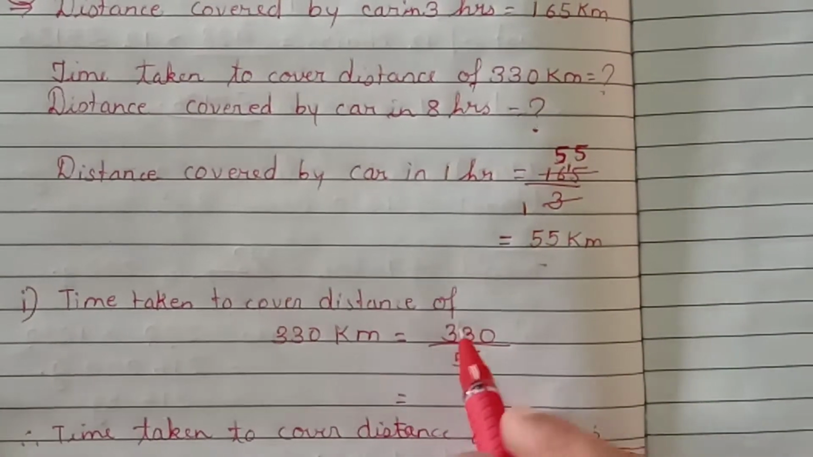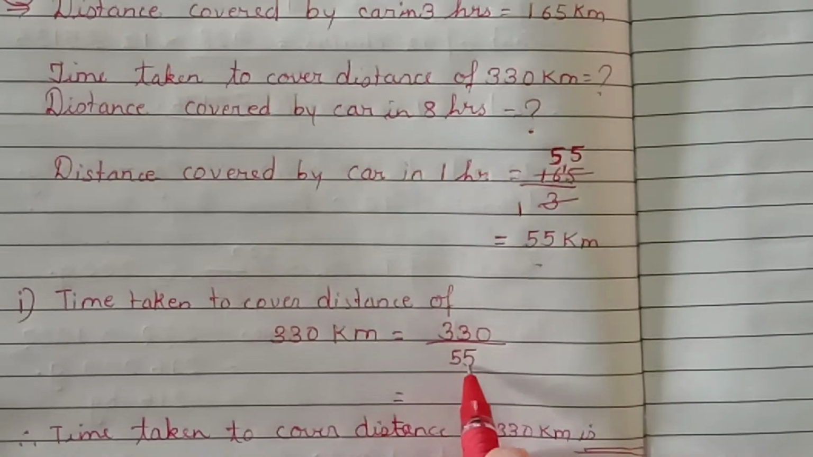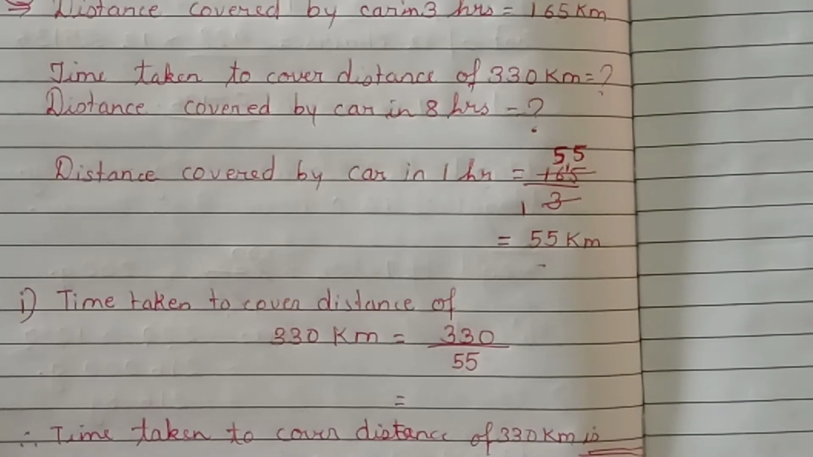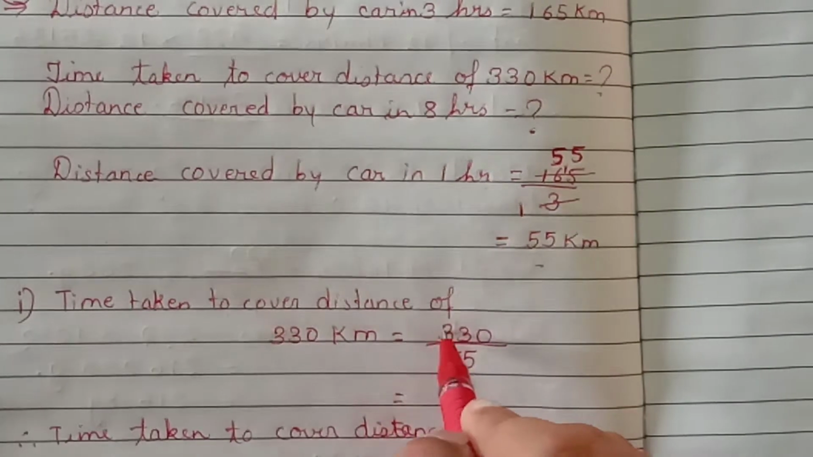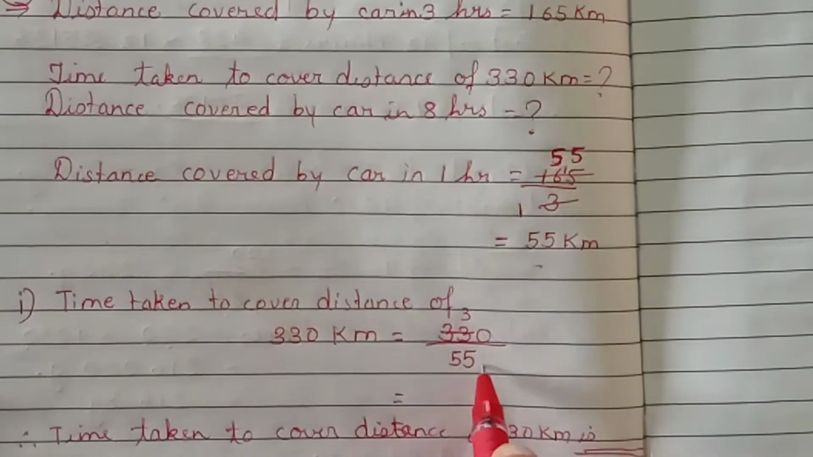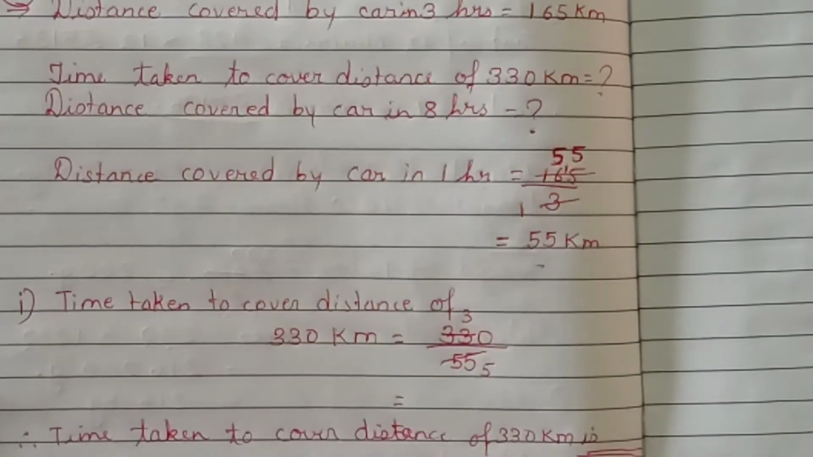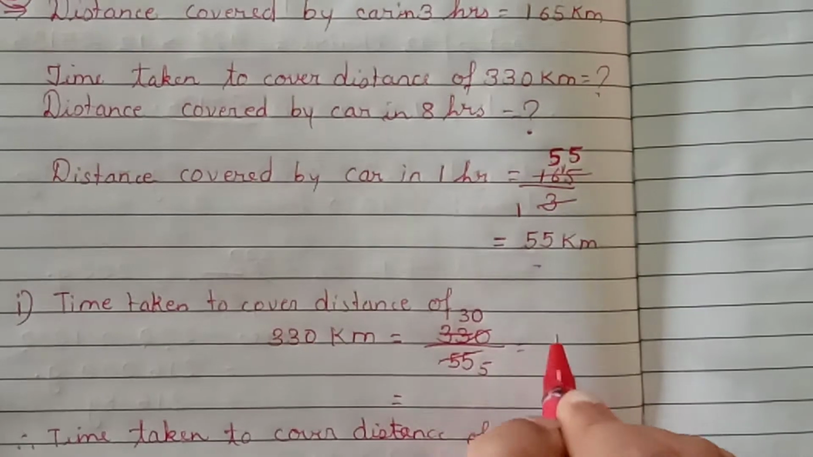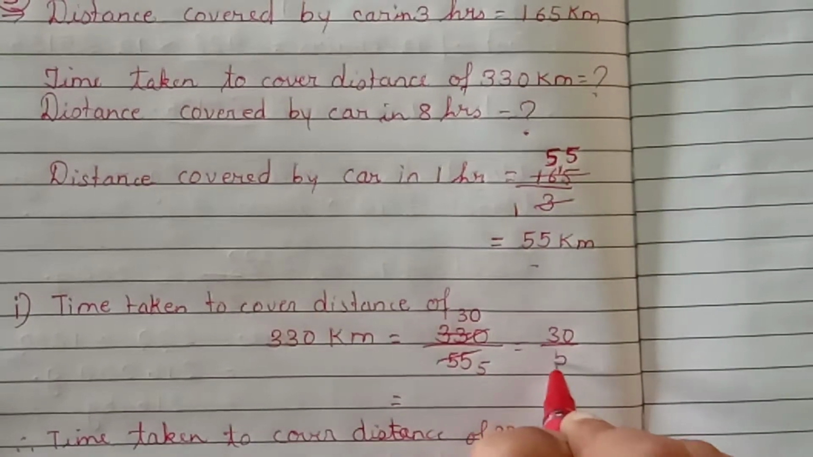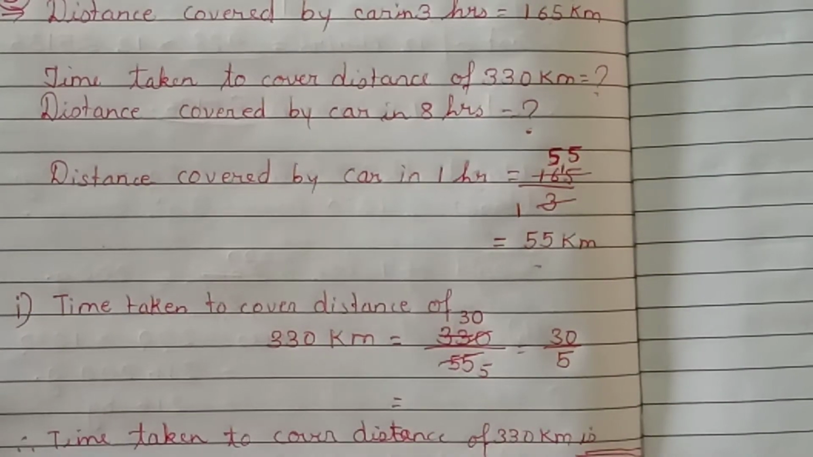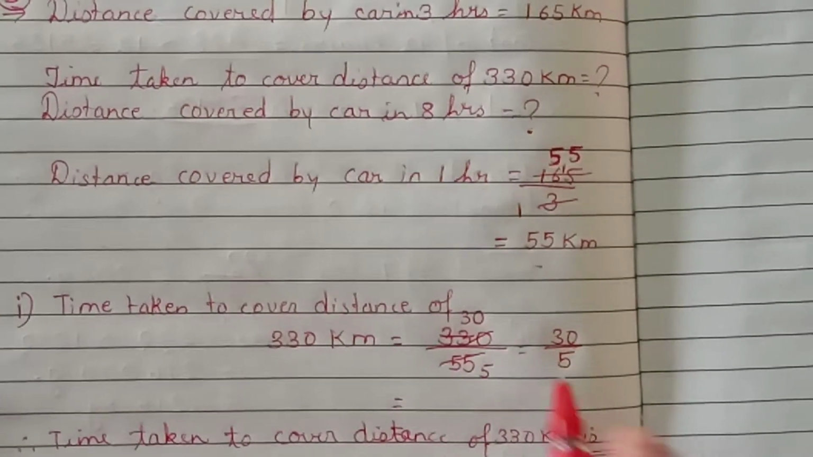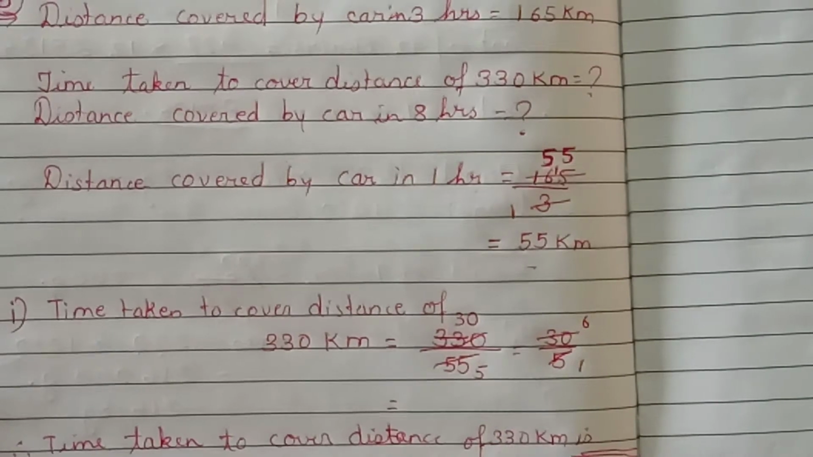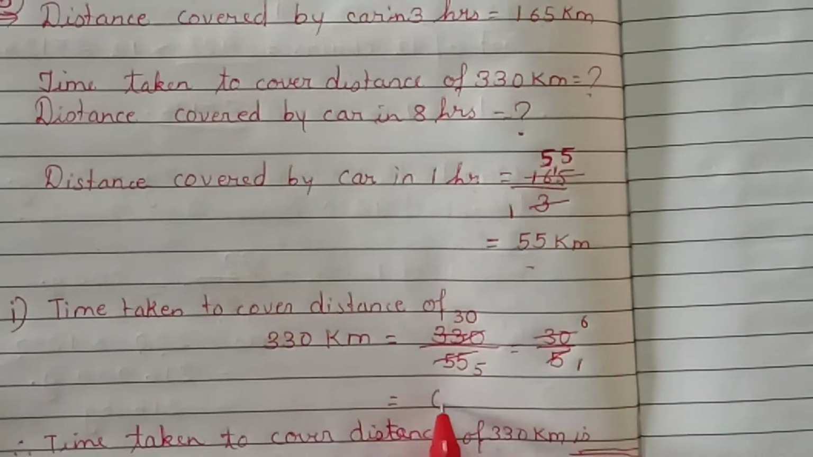Okay, so 33 and 55, don't look at 0, just look at 33 and 55. Are they coming in the table of 11? Yes, 11 threes are 33, 11 fives are 55, and this 0 we just add to 3, so it becomes 30 upon 5. Yes, now both numbers will come in the table of 5. 5 ones are 5, 5 sixes are 30. 6 upon 1 means 6.